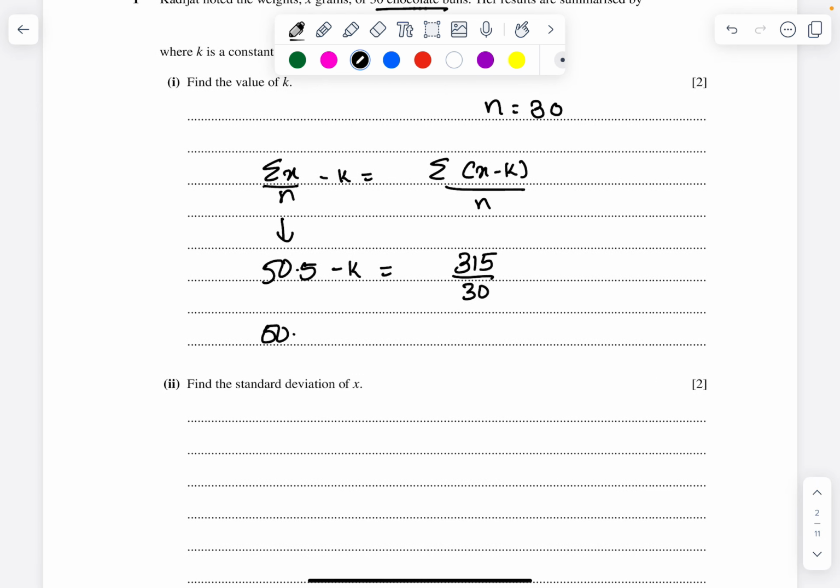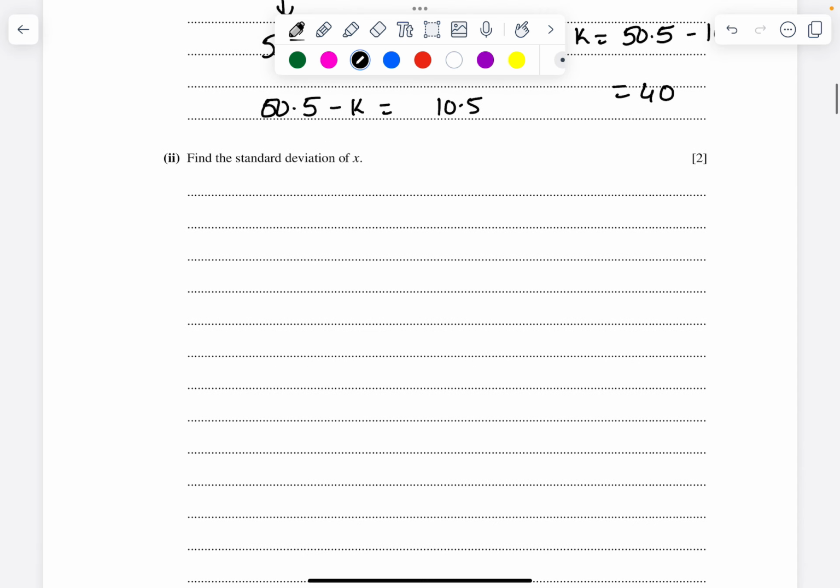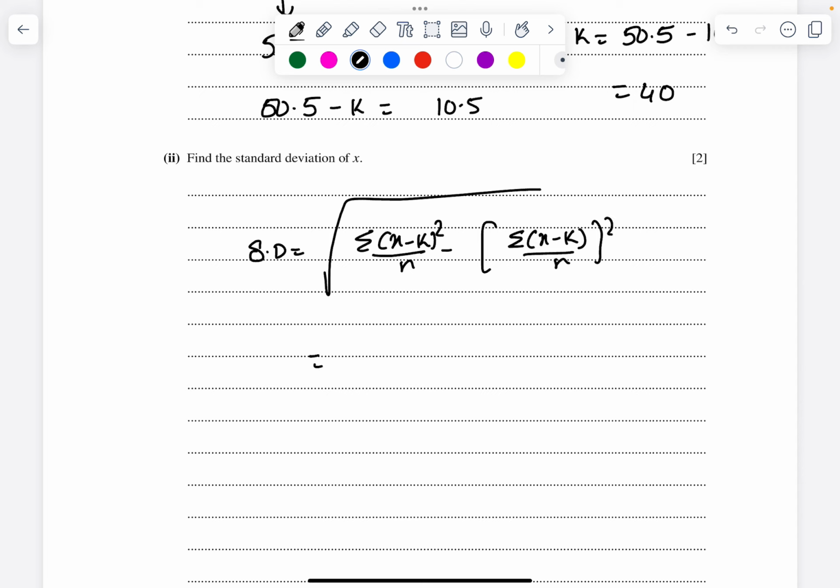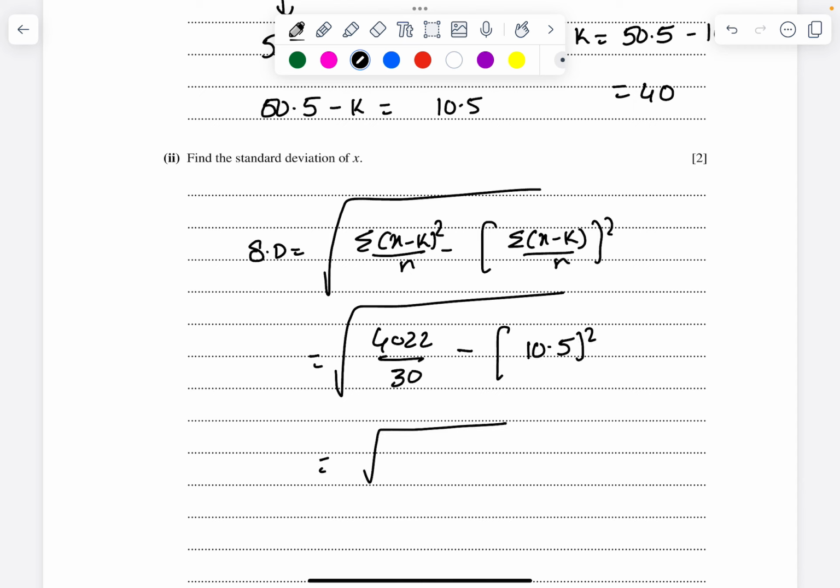So 50.5 minus k equals 10.5. So the k value equals 50.5 minus 10.5, which is going to be 40. Now find the standard deviation. The standard deviation is going to be the square root of sigma (x minus k) whole square upon n minus (sigma (x minus k) upon n) whole square. So which is going to be 4022 divided by 30 minus 10.5 whole square. Simplify that, you should be getting 23.817, square root, which is 4.88.